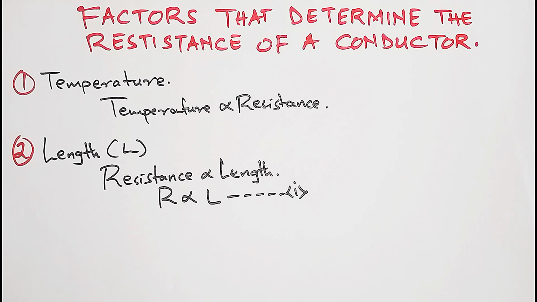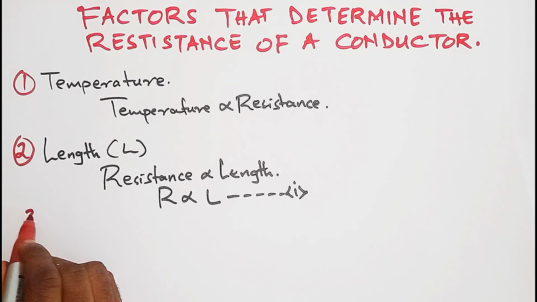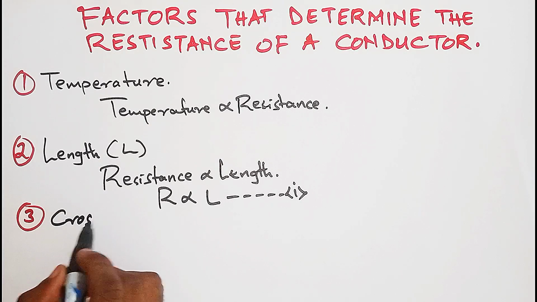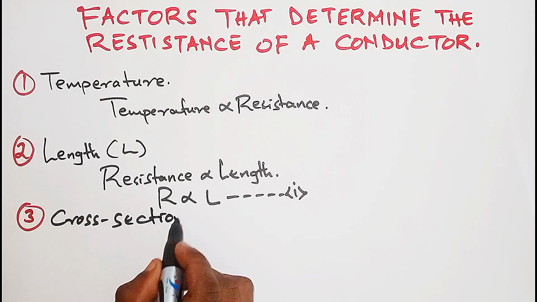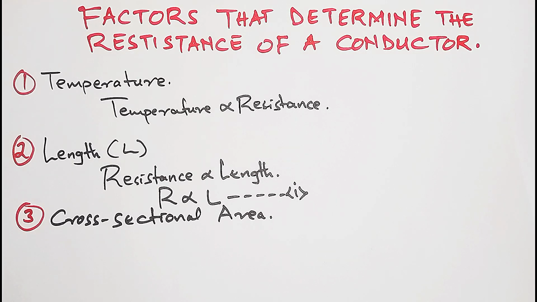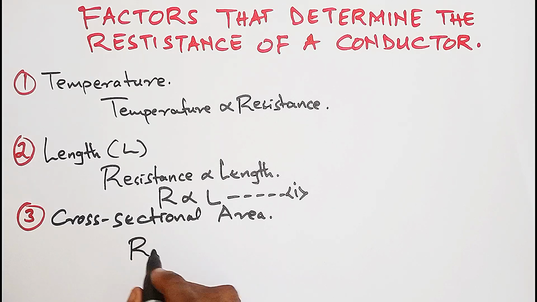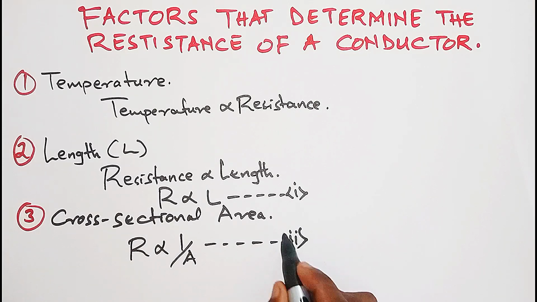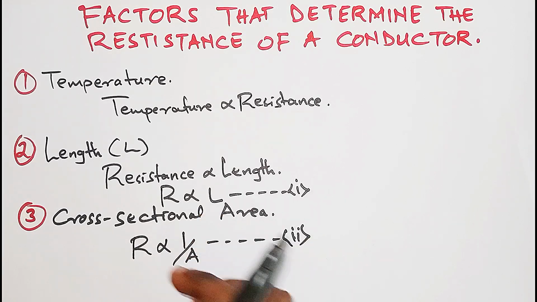Also, factor number 3 that determines the resistance of a conductor is cross-sectional area. The relationship that exists between cross-sectional area and resistance of a conductor is that resistance of a conductor is inversely proportional to area. Let us name this the second equation. So using these two equations, equation number 1 and equation number 2, we'll be able to derive the formula that will be useful in current electricity.